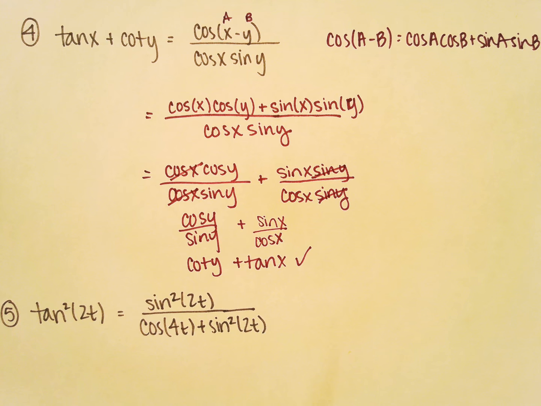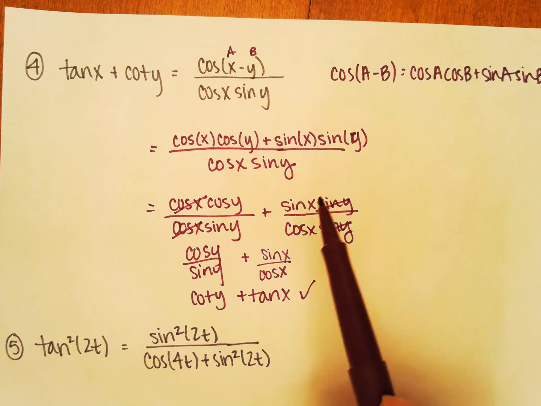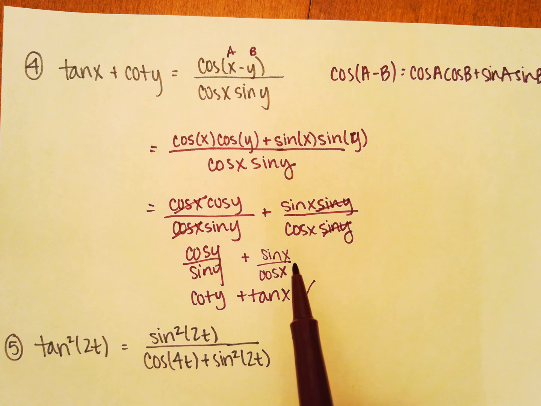So again, pretty straightforward, mostly. This one was a lot more complicated because we had to do some of the tricks that we did before, which is splitting it up into two fractions. But again, I think in general, these verifications are a lot more straightforward.